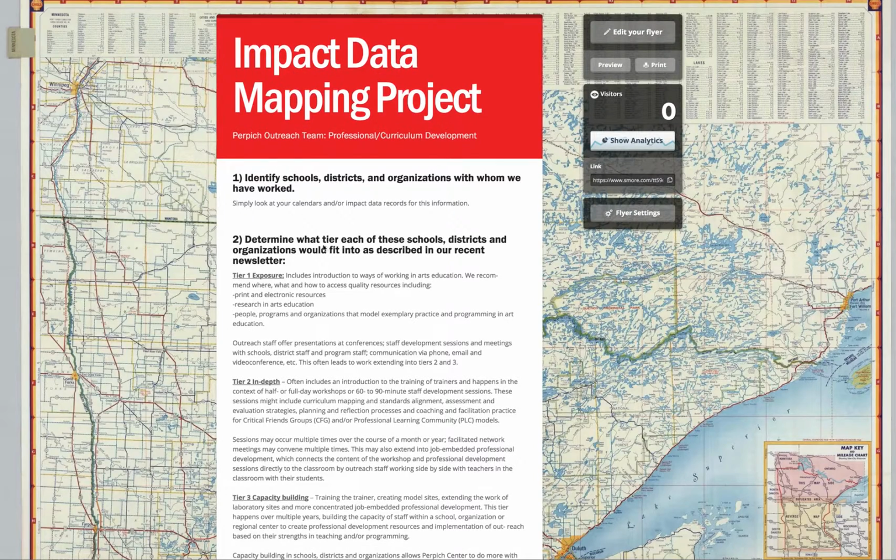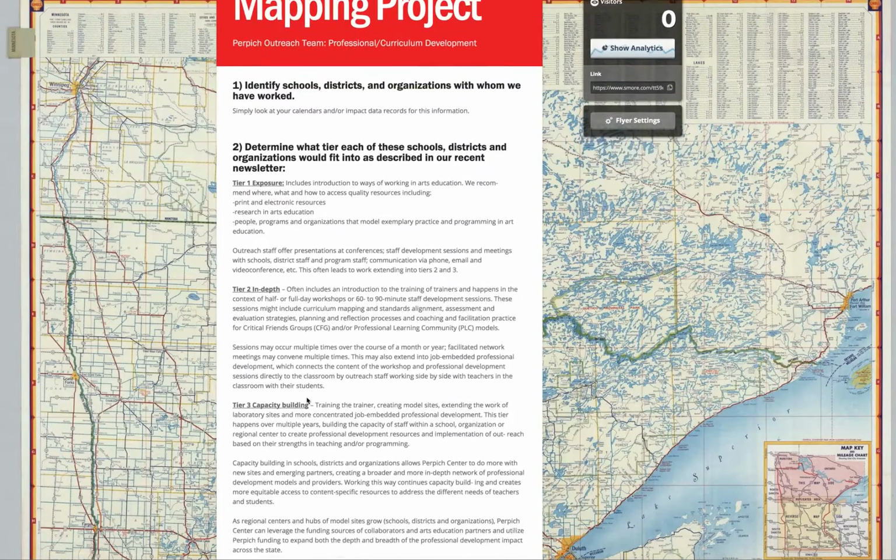Then secondly, discern which tier each of those locations would belong to. So tier 1, tier 2, tier 3, tier 4. I took all this text from our last November newsletter, so just use that to basically figure out where each of those locations should fall under.